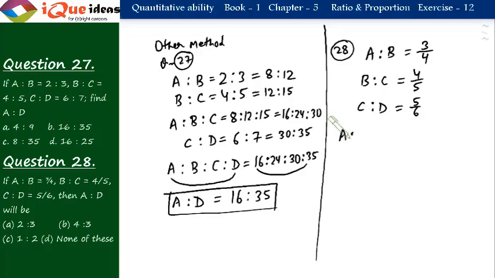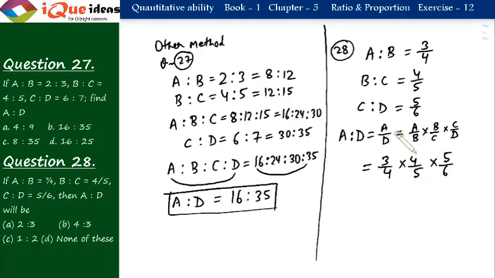Now A is to D can be taken as A by D, and if you multiply and divide by B and C both, you can write it as A by B into B by C into C by D. This will yield A by D, right? Now we know A by B, it is 3 by 4. We know B by C, it is 4 by 5. We know C by D, it is 5 by 6. Interestingly, 4 gets cancelled, 5 gets cancelled, we get 3 and 6 cancelled 2 times. So it is 1 by 2. So the required ratio of A is to D is 1 is to 2.